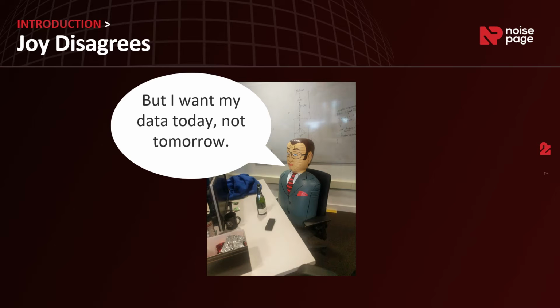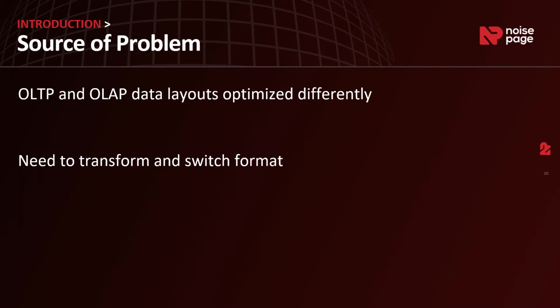Did we say Joy is not patient? Well, Joy is currently not very happy because we must wait until the next time the two systems synchronize before he can look at the latest data. He wants those answers now, not tomorrow. The reason for this delay is that OLTP systems and OLAP systems traditionally have different formats, each optimized for their own needs. Transforming between the two is necessary.